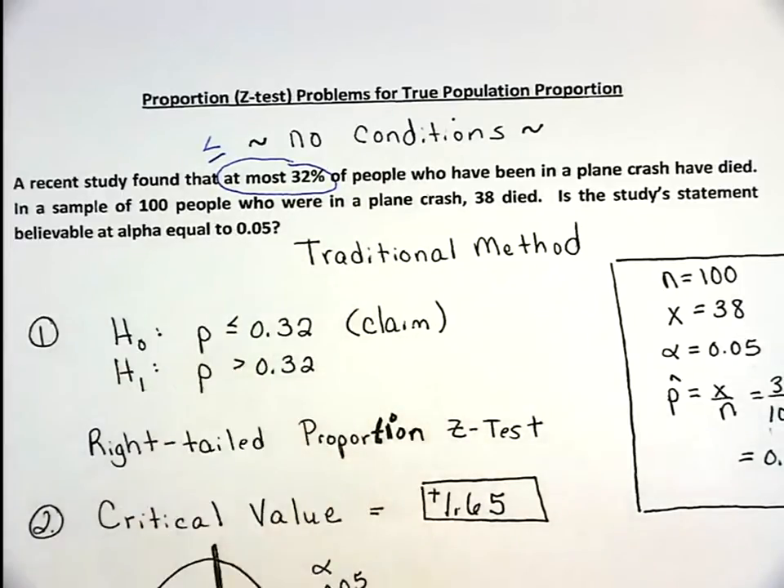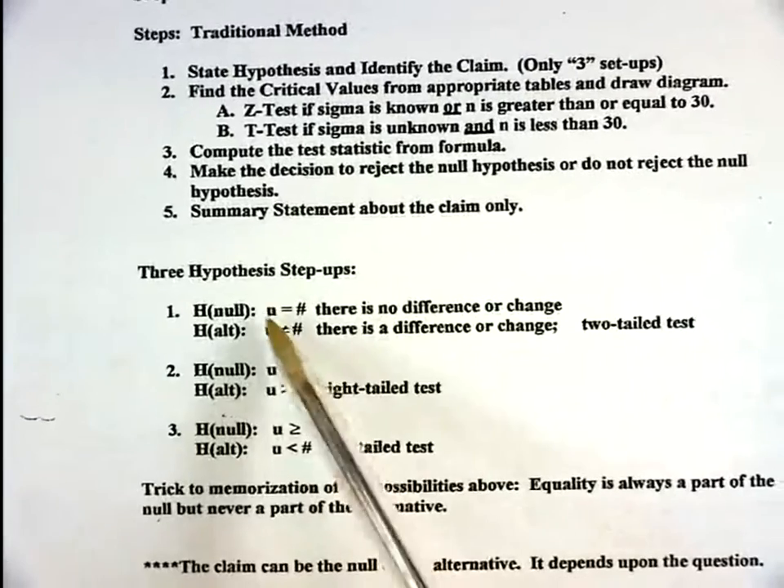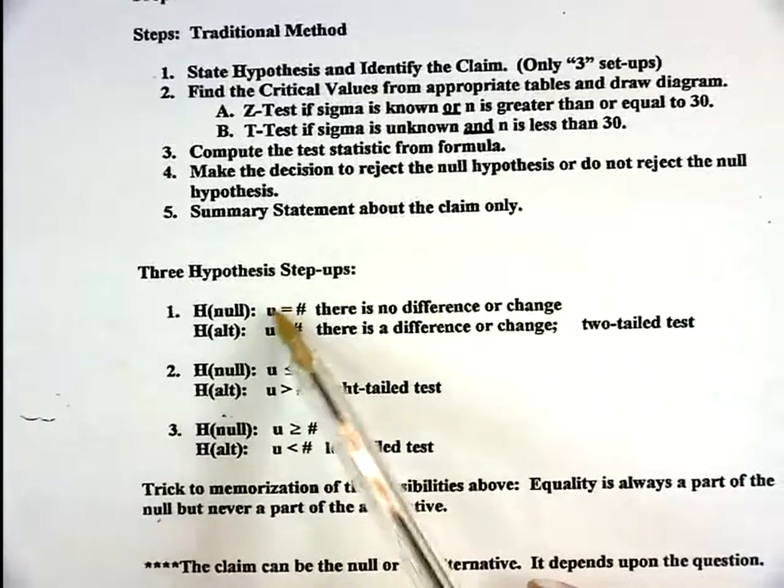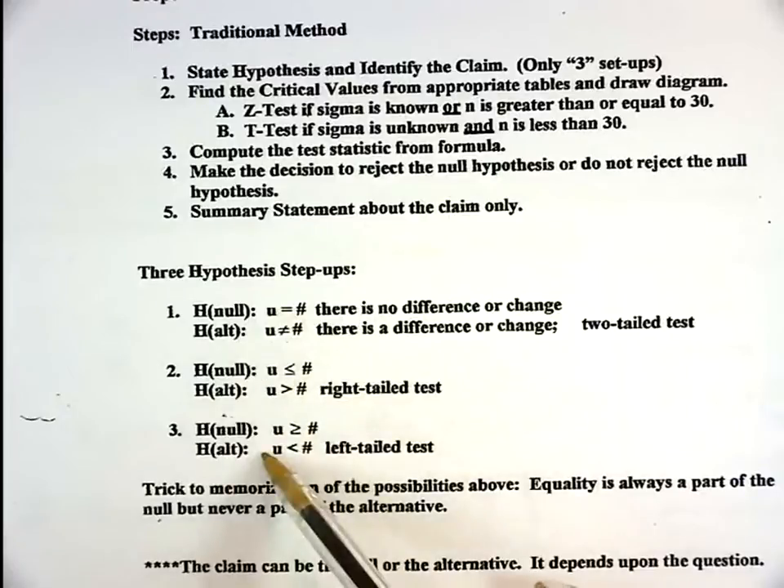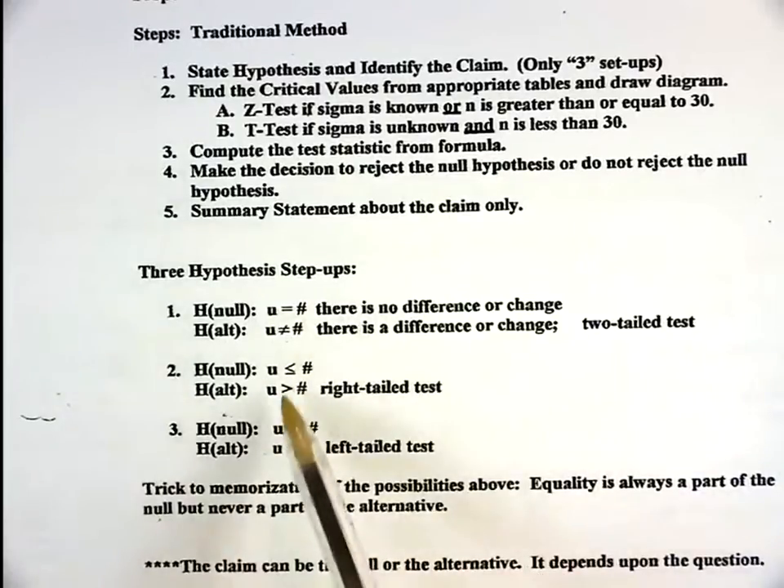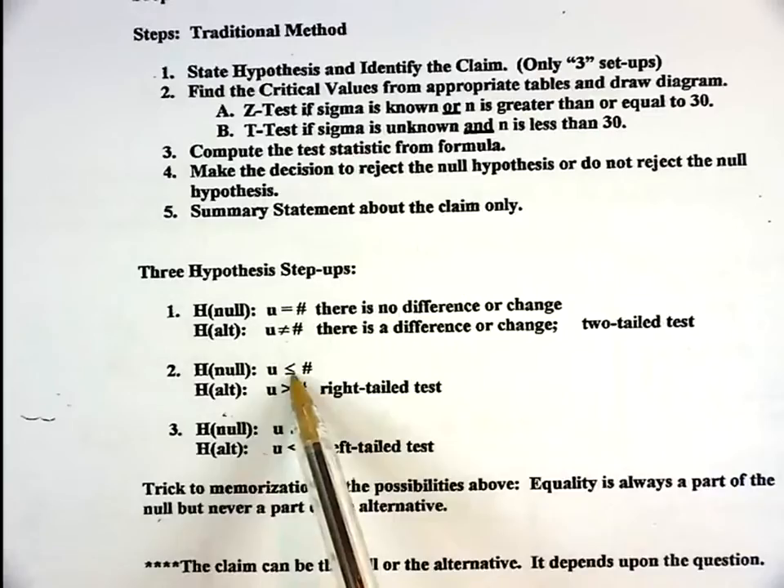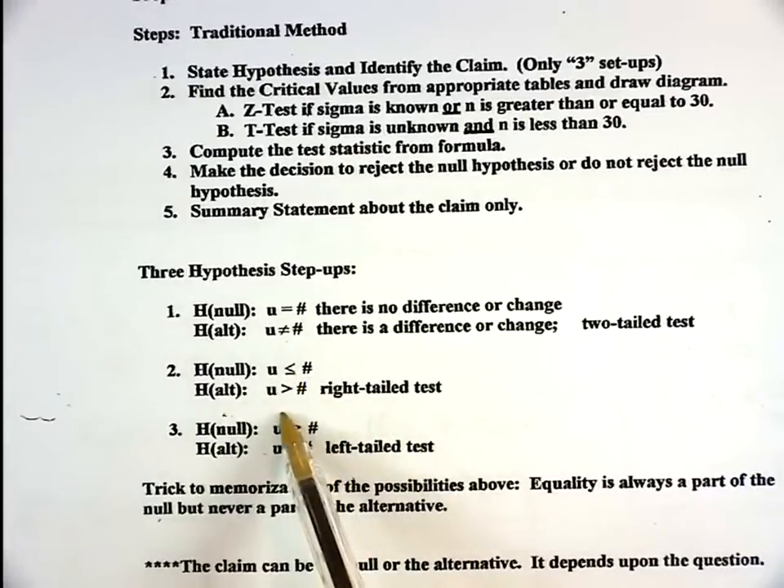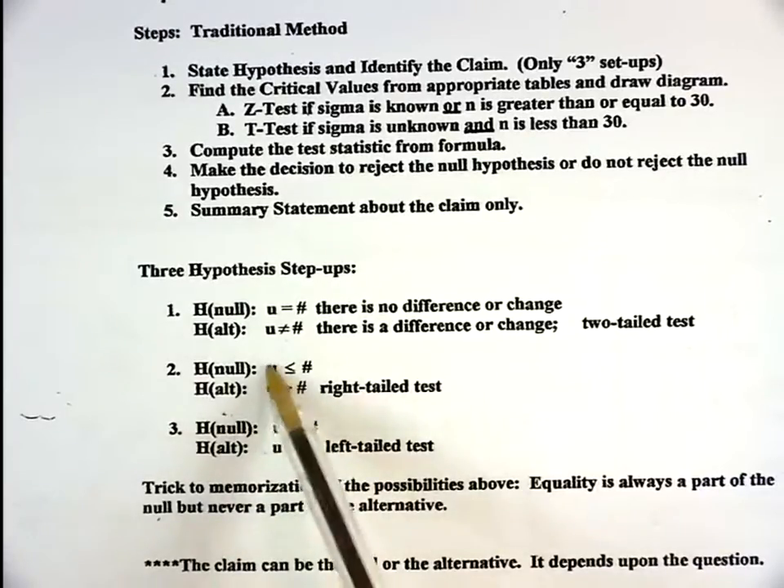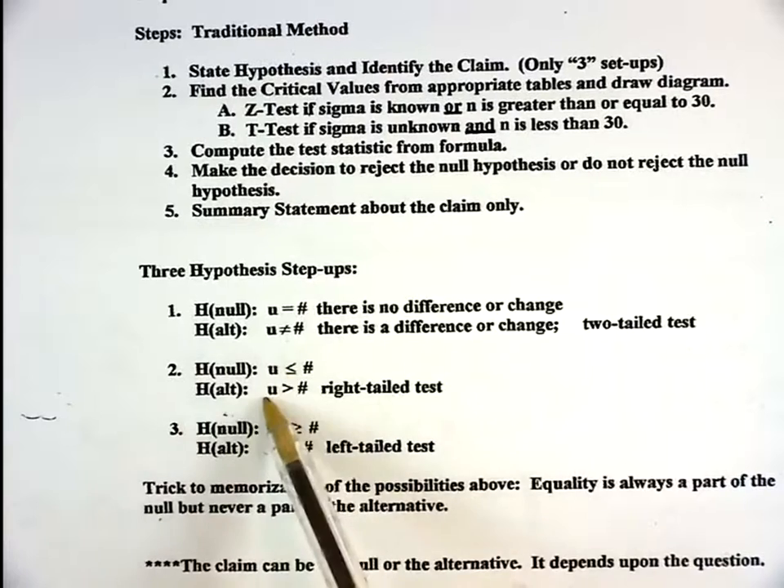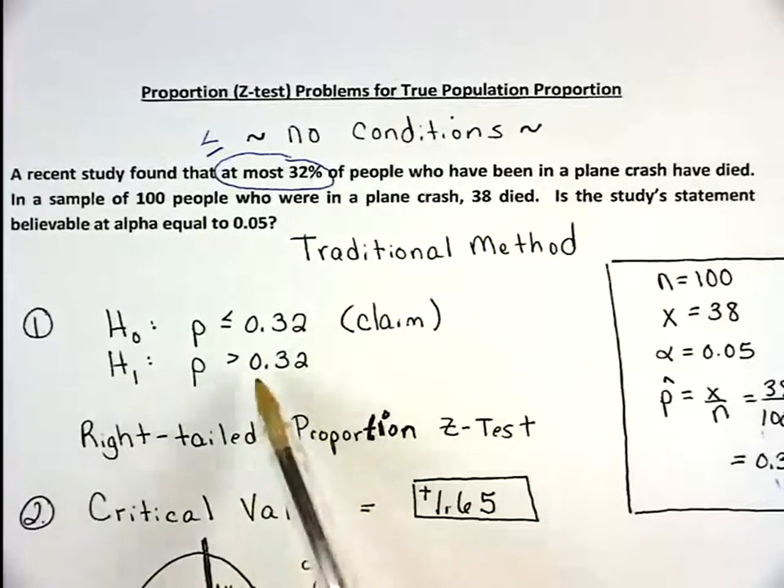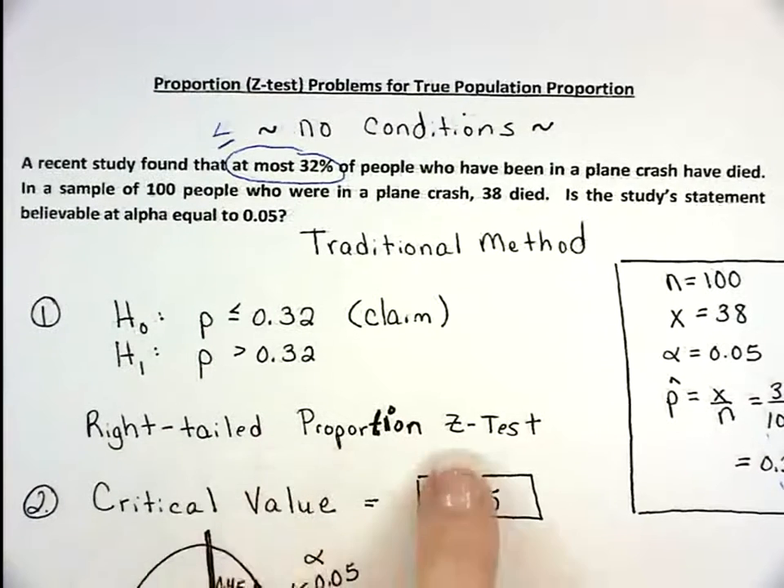When you go to your possible setups, you look for your symbol here, and even though it says mu, you could imagine that they have P here on the sheet, population proportion, and look for the symbol at most. It occurs in the null, and then greater than occurs in the alternative. So it is a right-tailed proportion z-test. And I would cut and paste this to my work, but instead of having mu, I would have p. And that's exactly how I received step number 1 of the traditional method. And this is a right-tailed proportion z-test.